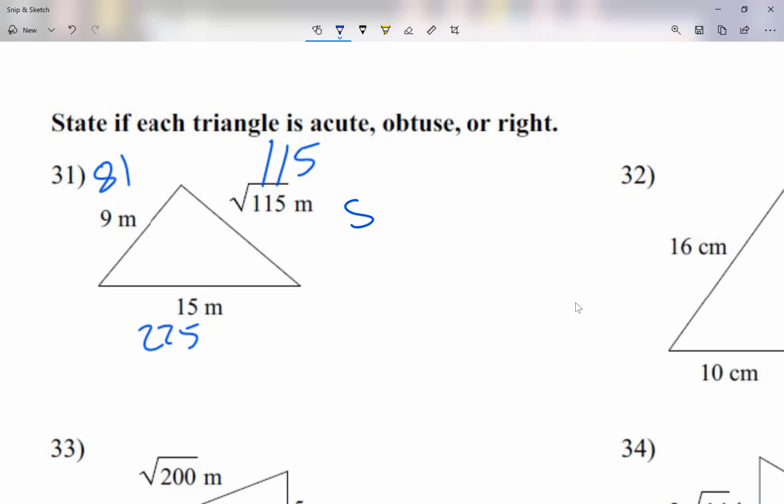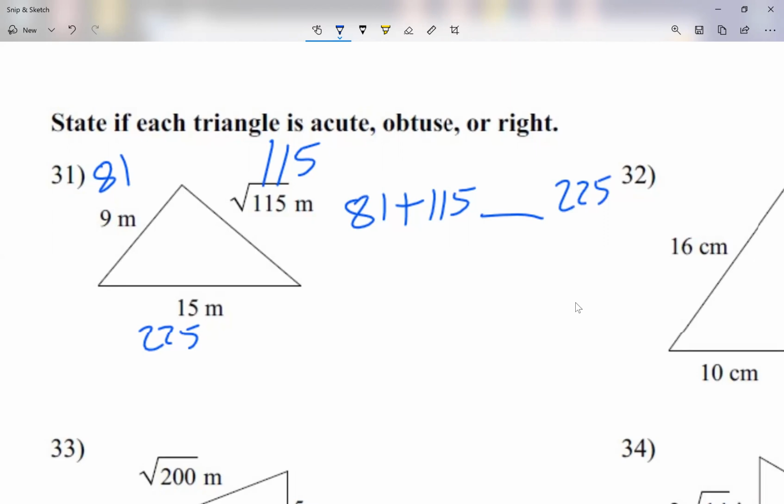So what I'm going to do, I'm going to add my two small numbers. So 81 plus 115. Let me leave a space because I don't know if I'm going to have a less than sign, greater than, equal to. Like, I don't know what I'm going to get. I'm going to leave a blank. And at the end, I'm going to have 225. Let me remind you, everything's squared, right? So I have a squared, b squared, c squared. I'm adding the two small numbers.